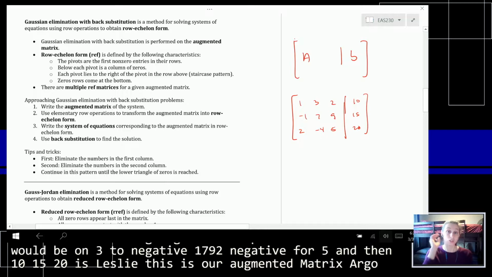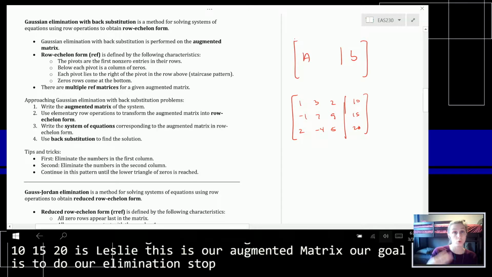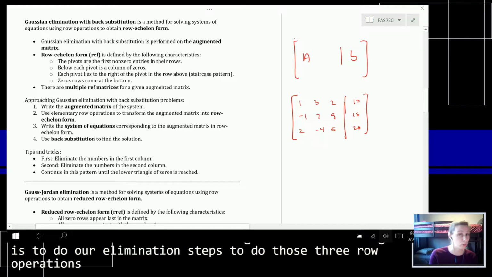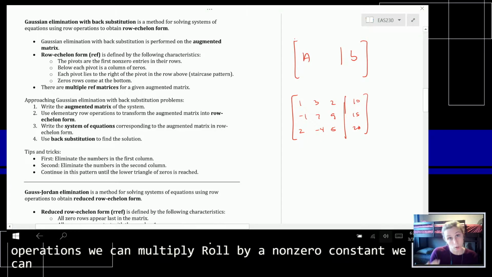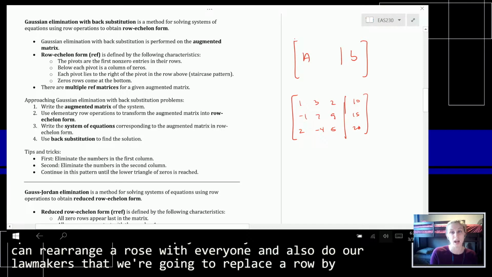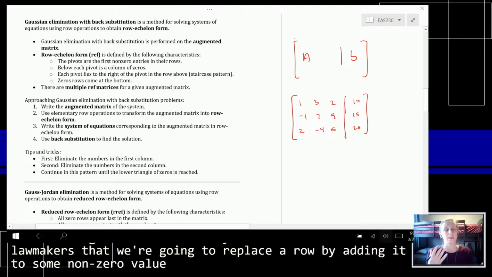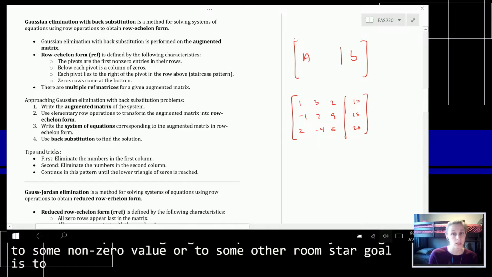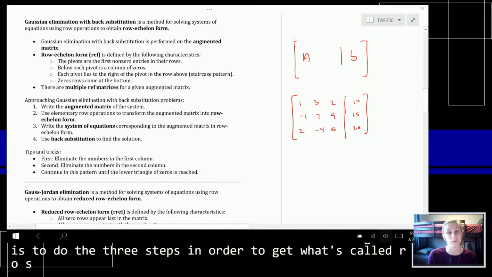Our goal is to do our elimination steps. To do those 3 row operations, we can multiply a row by a non-zero constant, we can rearrange our rows however we want, and also do our elimination step, where we're going to replace a row by adding it to some non-zero multiple of some other row. So our goal is to do those 3 steps in order to get what's called row echelon form.